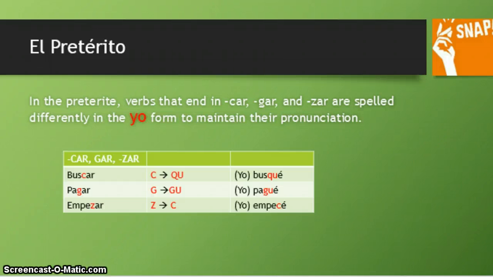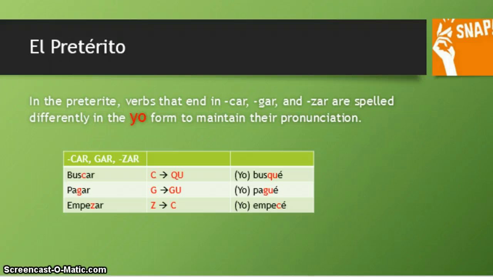We also have some irregularities in preterite in the verbs that end in car, gar, and zar. These verbs will have just a slight irregularity in specifically the yo form in order to maintain their pronunciation. So verbs that end in car, such as buscar, to look for, my C is going to change to a QU. So in the yo form, I would have yo busqué. So I'm going to use my same AR endings that I'm used to. I just simply have a small spell change, C to QU. Yo busqué.